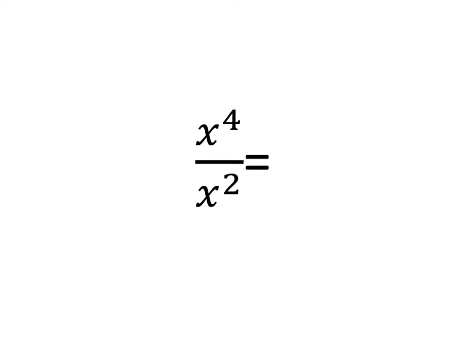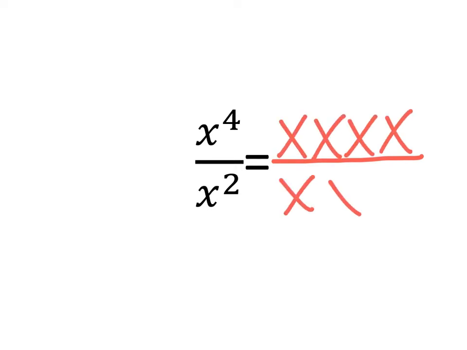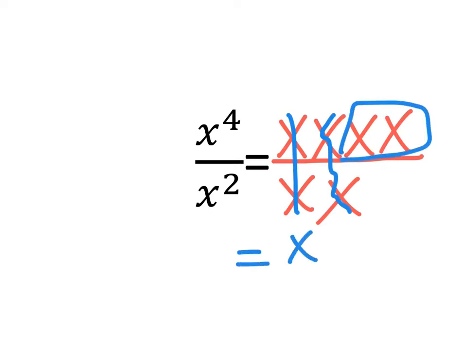Here we have x to the fourth divided by x to the second. Again, you'll see me do this every time. I'm going to draw my line. I'm going to expand. And then I'm going to cancel out, a one-to-one cancellation. So that x and that x cancel, and that x and that x cancel. That leaves me with just these two on top. So I have x squared over 1, which is just x squared.